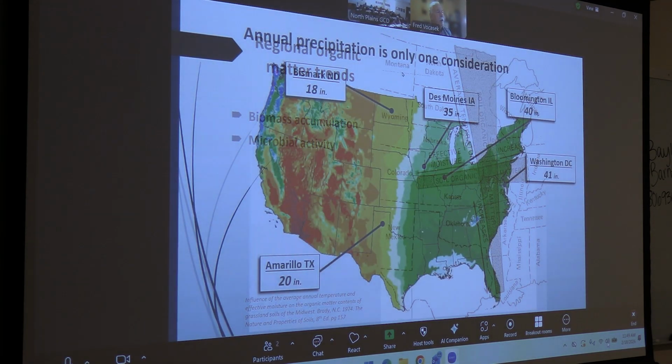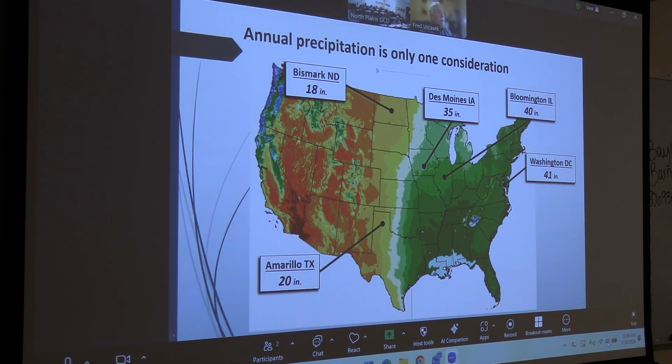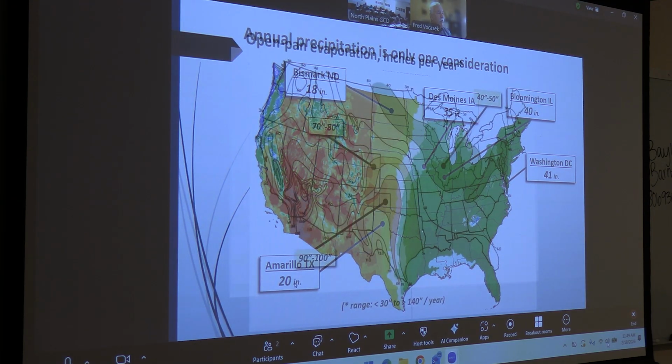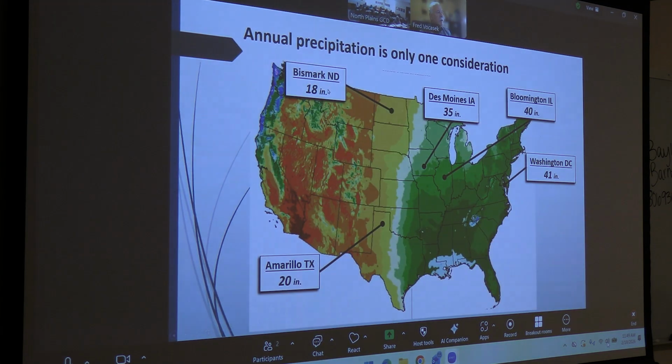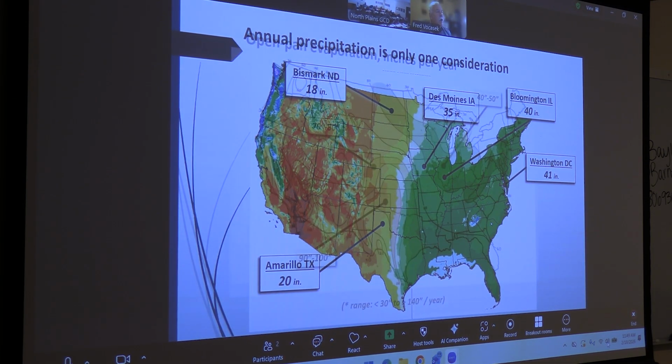Now, precipitation and temperature are important, but annual precipitation is only one consideration. And I've picked some locations here. In Amarillo, our annual rainfall is about 20 inches. Bismarck, North Dakota is about 18 inches. That's actually where Gabe Brown's farm is, near there. Des Moines, Iowa. Bloomington, Illinois, if you follow Ken Ferrie, that's where he lives. And of course, where our beloved congressmen live here in Washington, D.C. So what shows up in the gauges is one thing, but it's really important to take a look at evaporation.